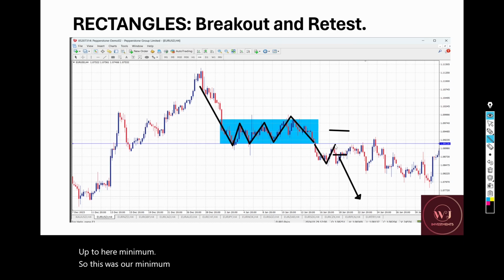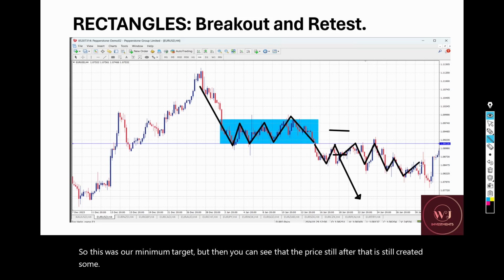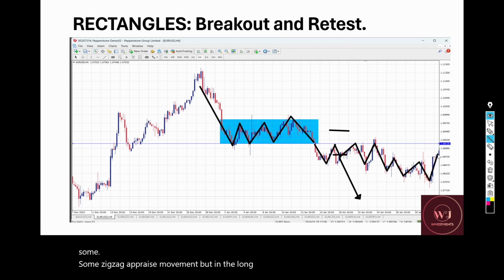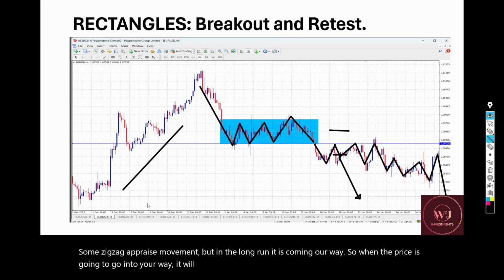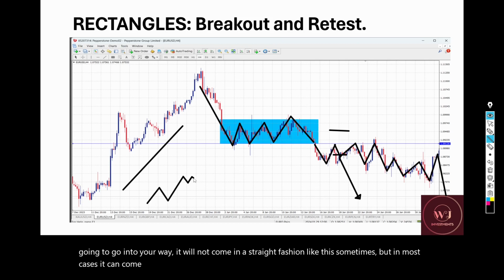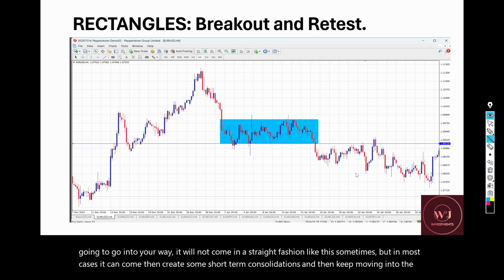But then you can see that the price after that still created some zigzag price movement, but in the long run, it is coming our way. So when the price is going to go your way, it will not come in a straight fashion like this sometimes, but in most cases it can come, then create some short-term consolidations, and then keep moving in the direction you want. So that is what is happening here.